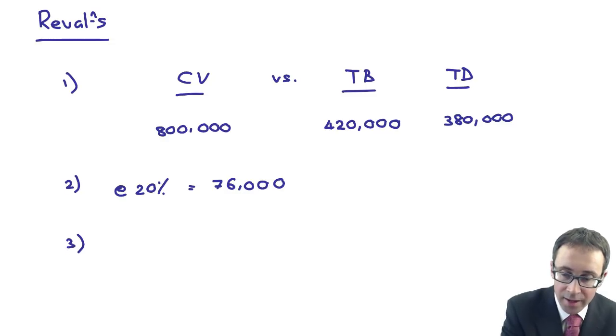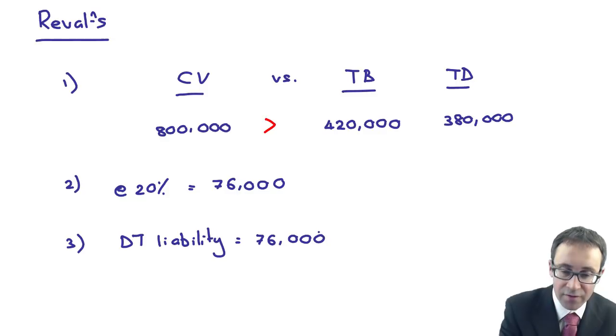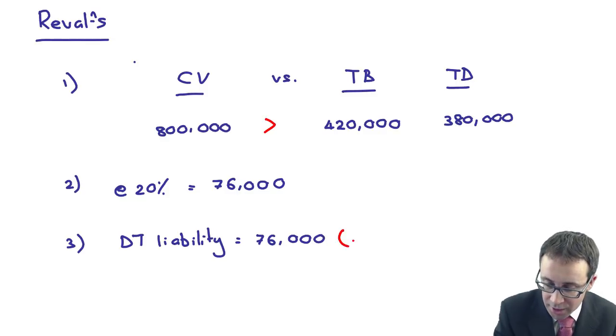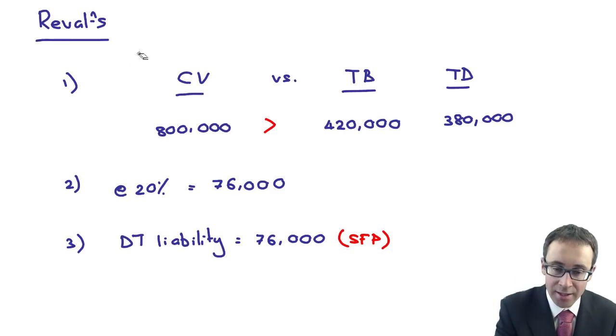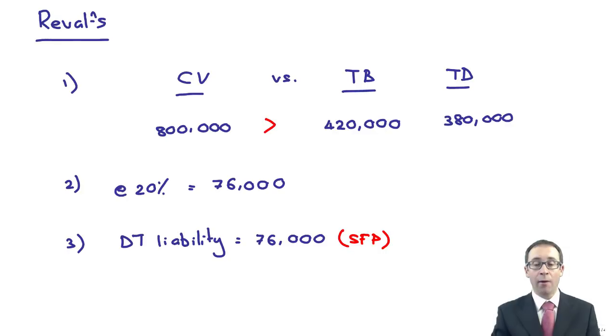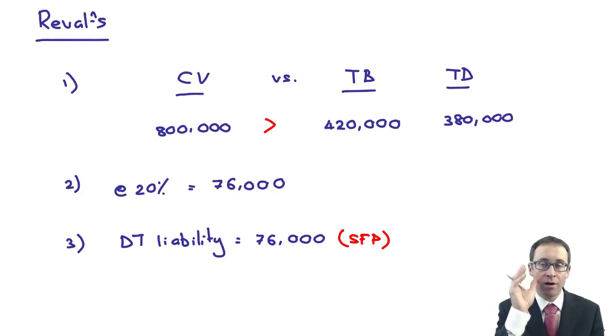Step 3, the carrying value is greater than the tax base, so you have a deferred tax liability equal to $76,000. So you can forget all this revaluation nonsense, proceed as normal. Obviously, take account of the revaluation in the carrying value, because that's what the asset is under IAS 16 in our books, and get the liability figure. The revaluation, we don't need to make any adjustments just yet on the SFP.